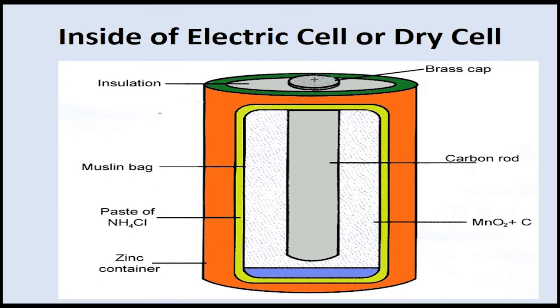Let us see inside of an electric cell or dry cell. A cell consists of an outer covering made up of zinc. At the center of the container, a carbon rod with a metallic cap is there. The metallic cap is generally made up of brass. This carbon rod is surrounded by a mixture of manganese dioxide and powdered charcoal. The remaining space inside the zinc container is filled with a thick paste of ammonium chloride.